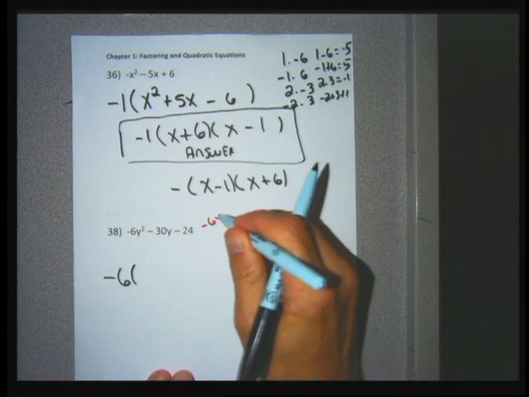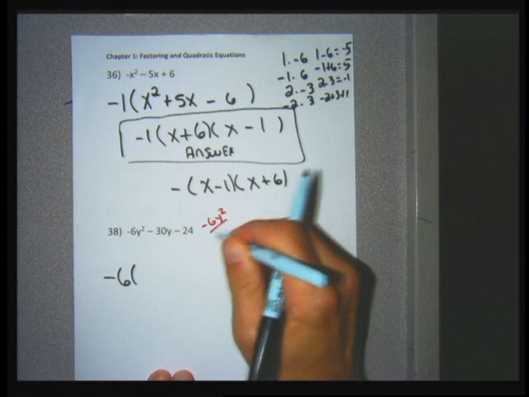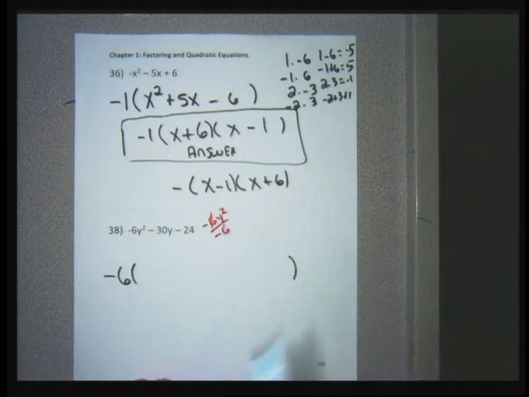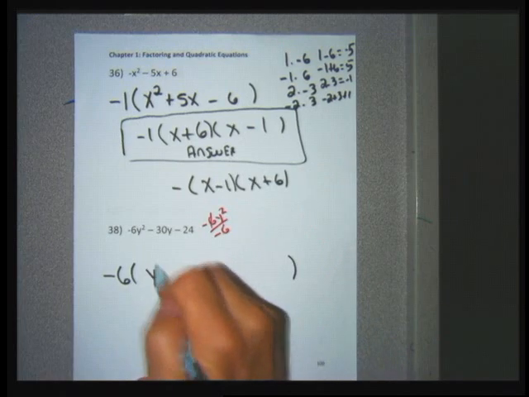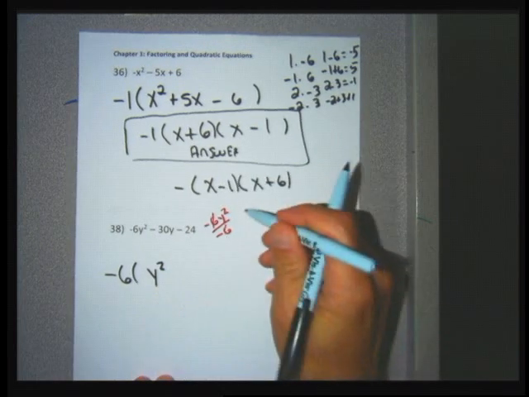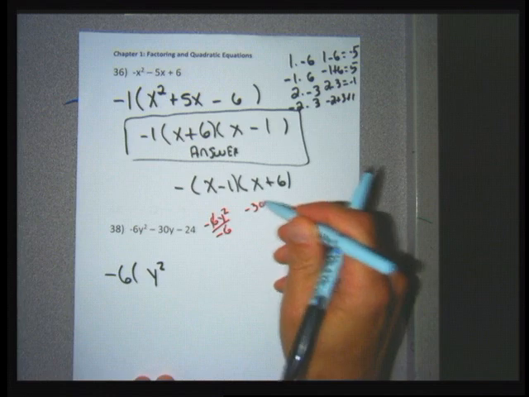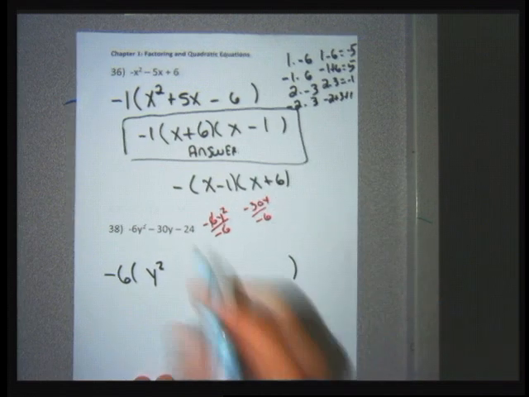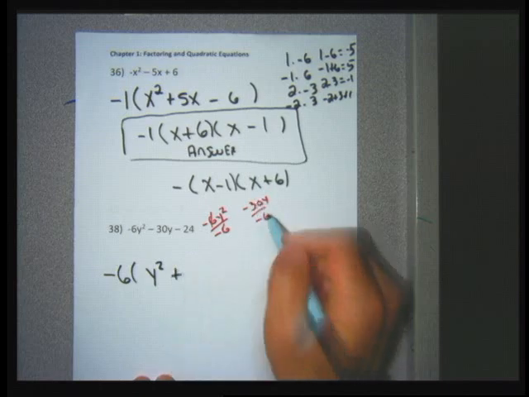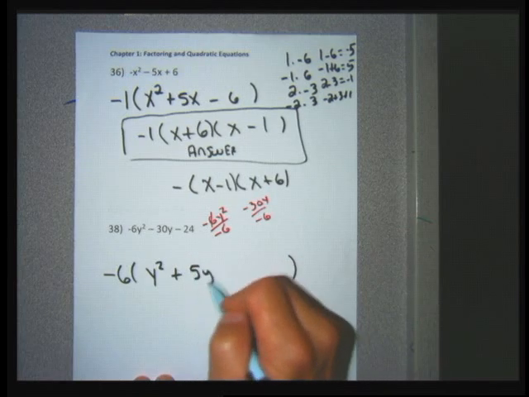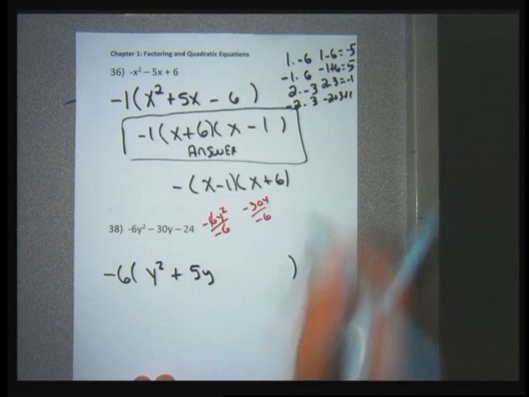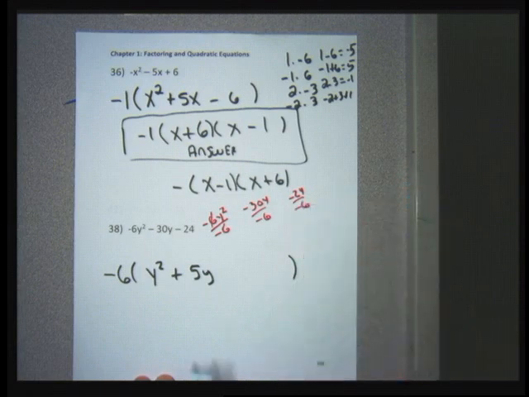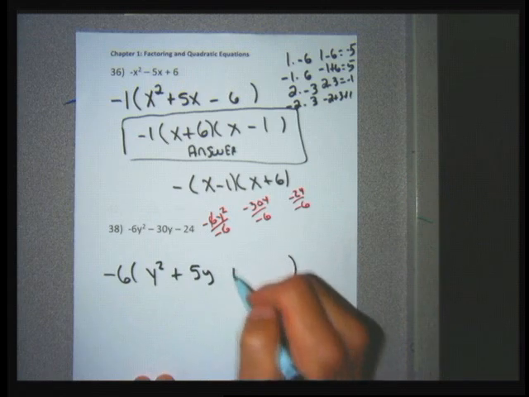What goes first is what you get when you divide negative 6y squared by negative 6. The negative 6's cancel and you're just left with a y squared. What goes second is what you get when you divide negative 30y by negative 6. The two negatives cancel to be a positive. 30 divided by 6 is 5, and I'm still left with a y. And lastly, I put what you get when you divide negative 24 by negative 6, which is a positive 4.